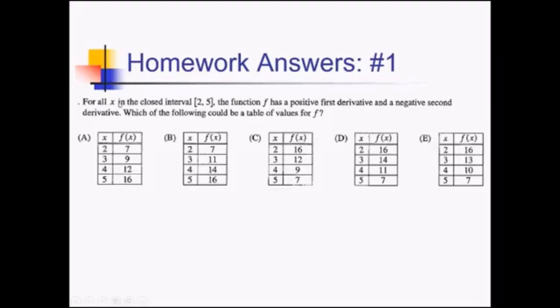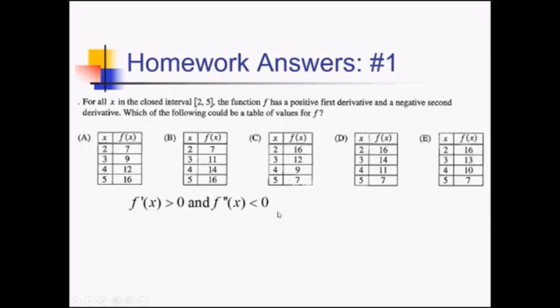For this problem, they're telling us for all x on the interval 2 to 5, the function f has a positive first derivative, negative second derivative. We want to pick the table that matches that function. So just writing it symbolically, they're telling us that f prime of x is greater than 0, and f double prime of x, the second derivative, is less than 0.